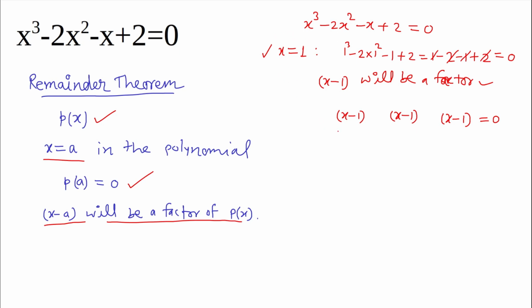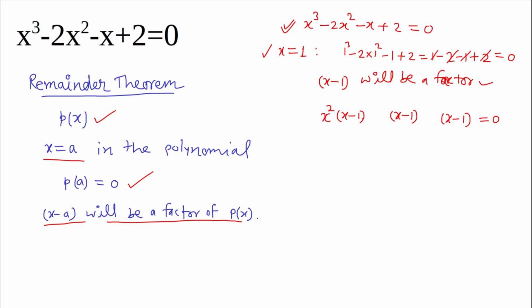Now let's readjust the terms and see how we can get the original equation. The first term is x cube. So let's write x square here. When you write x square here, this x square and x on multiplication will make x cube, which is the first term you have got here.